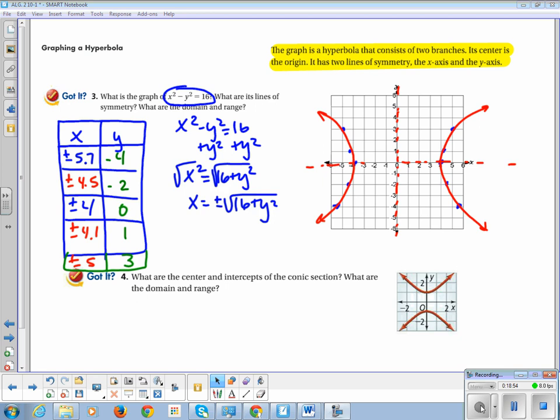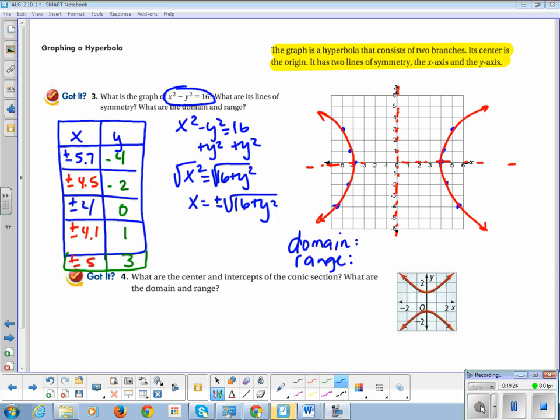Here's how you'll see hyperbola problems. It'll ask, what are the center and intercepts of the conic section? And it's this one right here. What are the domain and range? Oh, we didn't do the domain and range. What are lines of symmetry? We did lines of symmetry. Domain and range are here. So, sorry, let's go back to this first problem and talk domain and range.